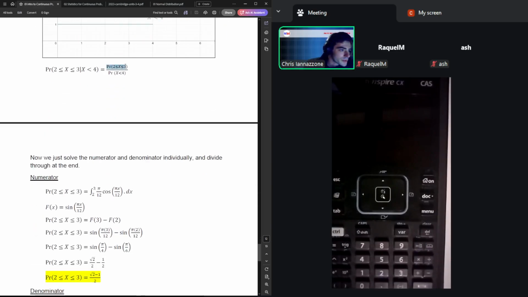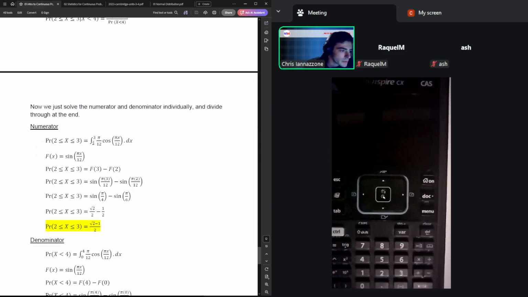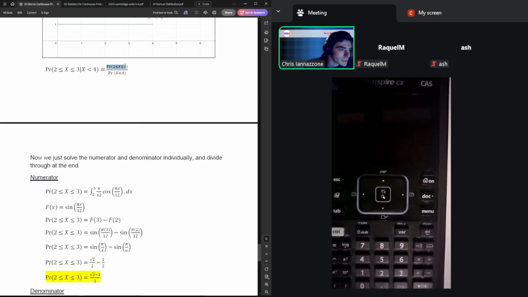That now gives you two separate things to solve for. We've already looked at how to solve both. How do you solve probabilities between 2 and 3? Well, you set up a definite integral between 2 and 3. Find a capital F of x, capital F of 3 minus capital F of 2, and you have your numerator. Really good idea to separate these out. Don't try to do these all in one line.